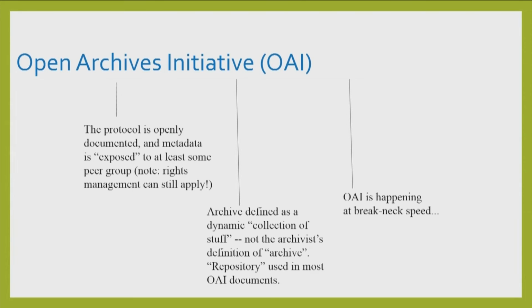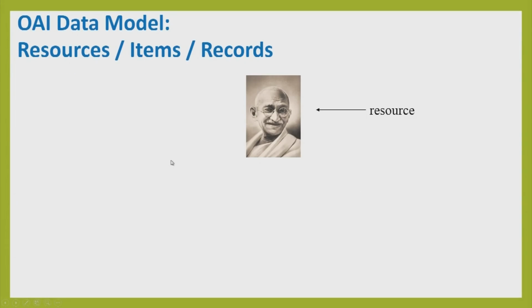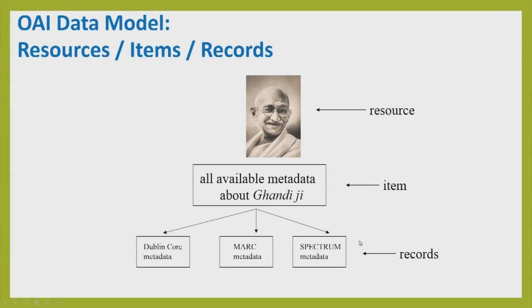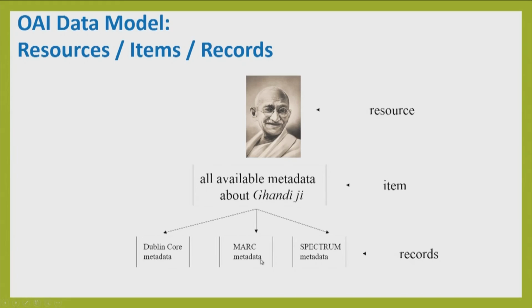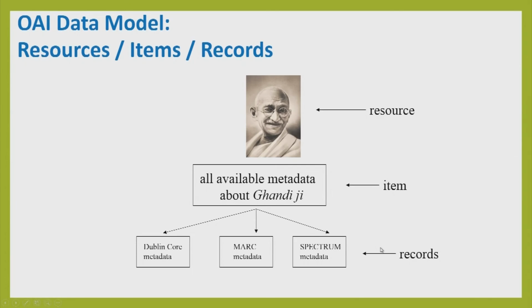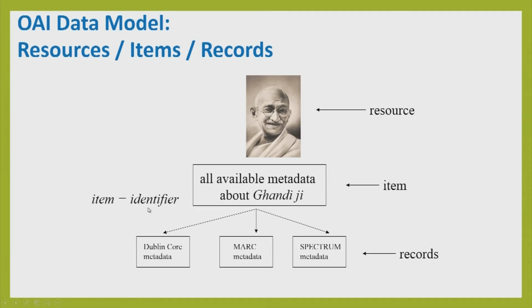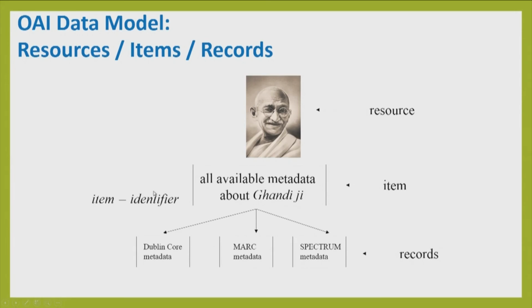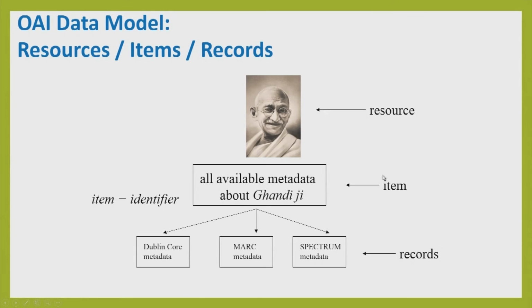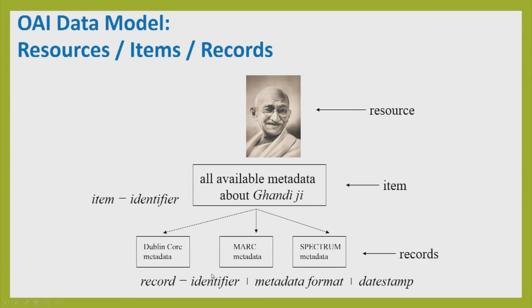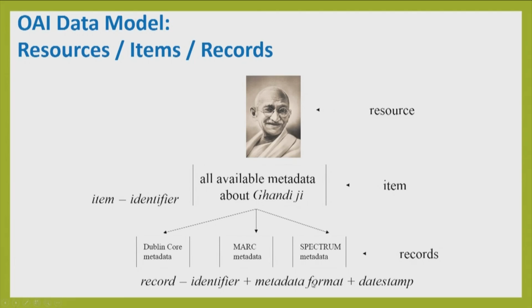the PDF content also. So, the model can be shown as, this is the resource and this is the item, and this item has records in Dublin Core, MARC metadata, or spectrum metadata; any metadata information is recorded in any one of these. So, this item has a unique identifier to identify it, and a record has the identifier, the metadata format and the date stamp.